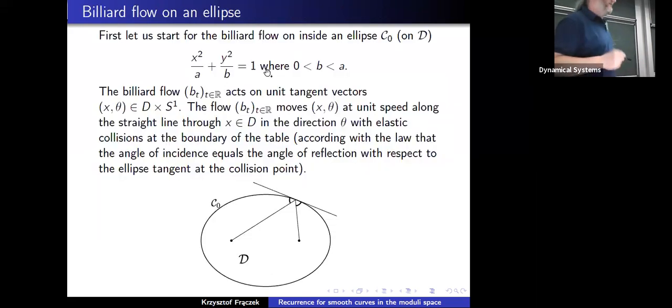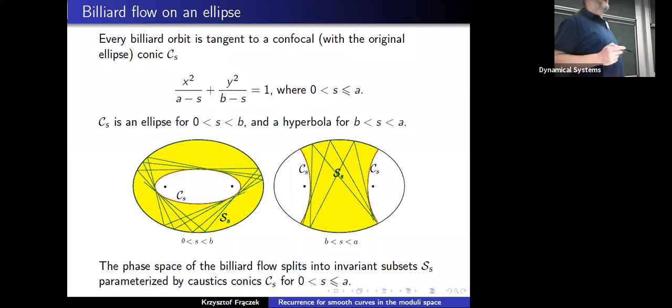And this result has two independent applications. One is related to billiard flows inside an ellipse. So let's consider an ellipse given by the following formula with two parameters, A and B. This is, in fact, a school problem to show that every billiard orbit is tangent to a confocal conic. This conic is determined by the following formula. If the parameter S is between zero and B, then this conic is an ellipse like in this picture. And if S is between B and A, then our conic C_S is a hyperbola.